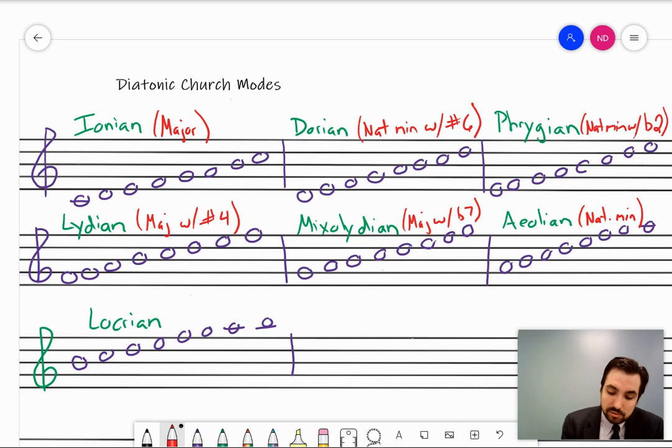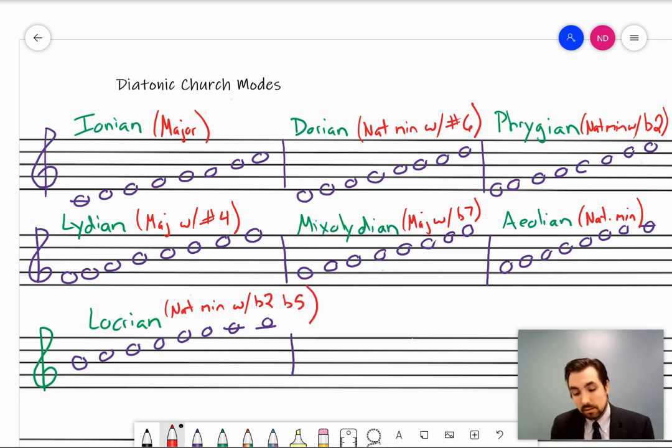Locrian's tough because you have to make 2 alterations to it. It's closest to natural minor, but what would be the difference here? In B natural minor, we'd have C sharp, but we have C natural, so that's a lowered 2nd. We'd also have F sharp, but we have F natural, so that's a lowered 5th. Again, all just different ways to think about this. But the important takeaway here is that you memorize the terms and you know that they're affiliated with what scale degree number.